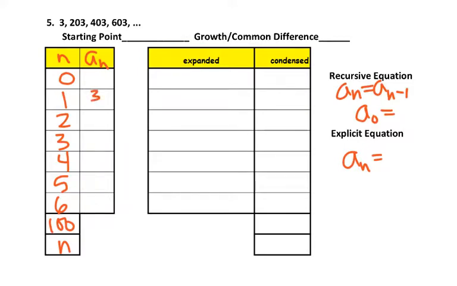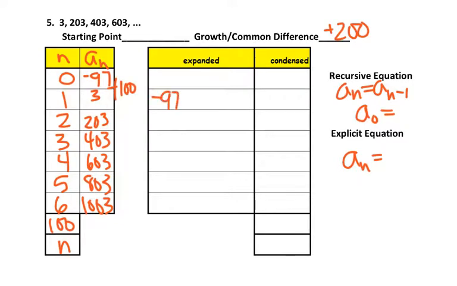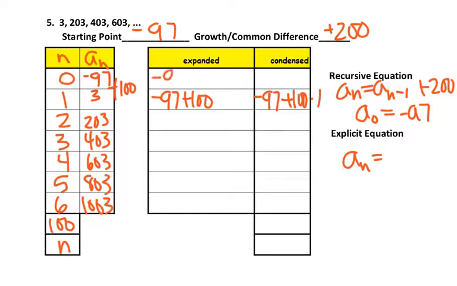So our first term was 3, then 203, 403, 603. Pretty easy to see we are adding 200 each time. So 803, 1003. Okay, so going backwards, we should realize that's going to be negative 97. Because negative 97 plus 100, right, gives us 3. Or negative 97 plus 100 times 1 would give us that number. Okay, so for our recursive, we know that's plus 200. We know that's negative 97. Okay, so expanded negative 97 plus 100.